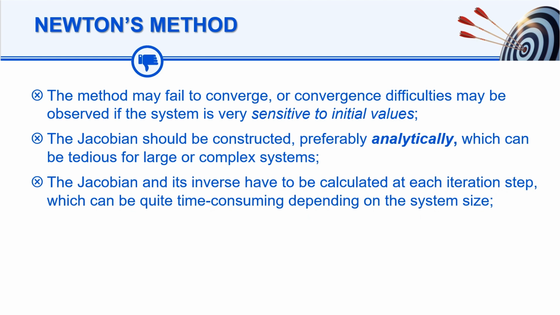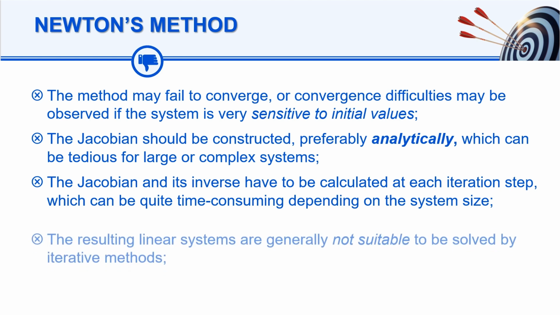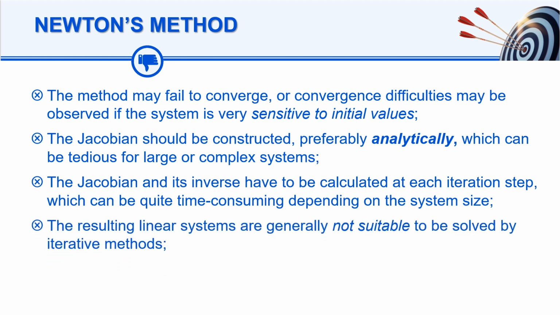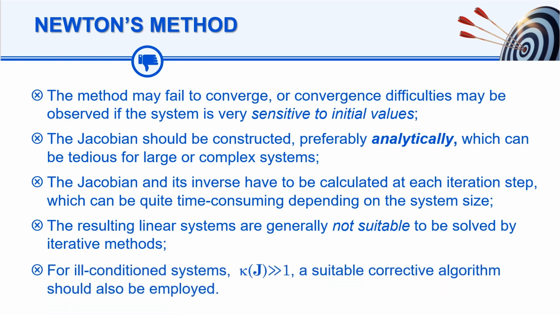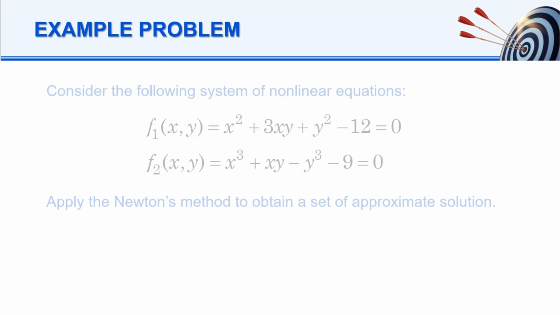The Jacobian and its inverse have to be calculated at each iteration step, which can be quite time-consuming depending on the system size. The resulting linear systems are generally not suitable to be solved by iterative methods. For ill-conditioned systems, Jacobians with very large condition numbers, a suitable corrective algorithm should also be employed.